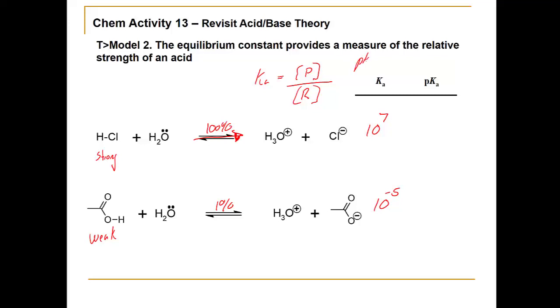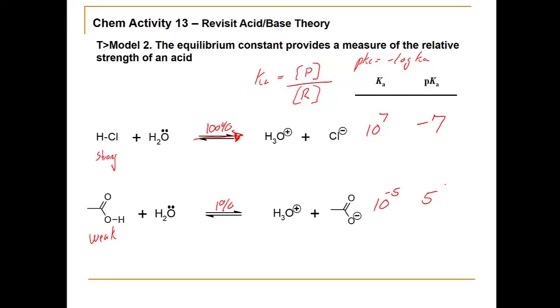So pKa is equal to the negative log of the Ka. So if we take the negative log of 10 to the 7, we end up with minus 7. If we take the negative log of 10 to the minus 5, we end up with 5. So these are two values that indicate relative strengths of our acids.